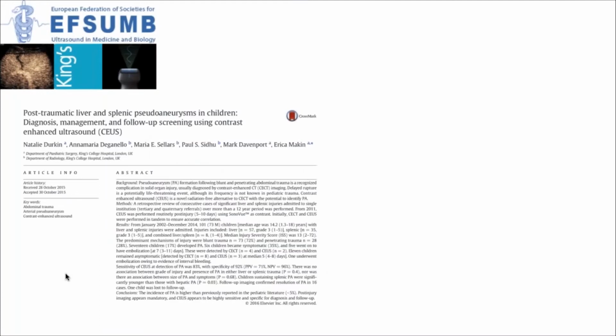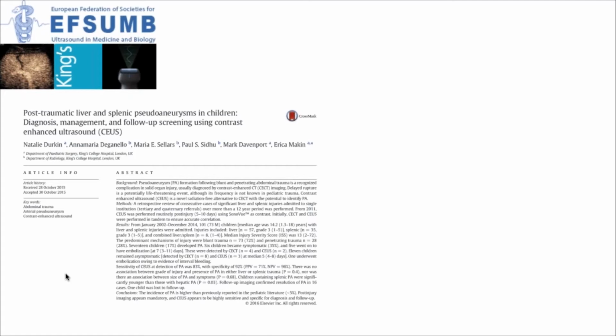So we looked at this in our pediatric population at King's because we do a lot of pediatric trauma, and out of 101 cases that were admitted with liver and splenic injuries specifically, they were all followed up at 5 to 7 days, and as is conventional with us, we followed them up with contrast-enhanced ultrasound in the case of particularly single-organ trauma. And we found that there were 17 children that developed pseudoaneurysms. That's almost 20% developing pseudoaneurysms, of which 6 of those became symptomatic and required embolization.